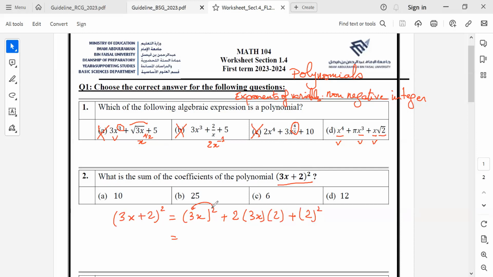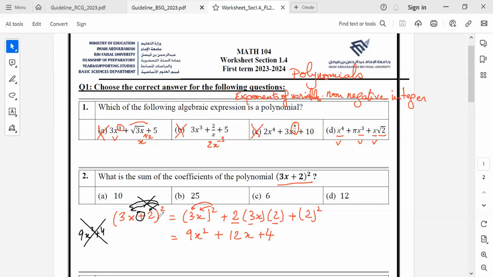Here we distribute the exponent with respect to the multiplication. We obtain 9x squared. Here we make the product of the coefficients: 2 times 3, 6, times 2, 12x, plus 4. Here, be careful. We cannot distribute the exponent with respect to the sum. This is false. We can't write 9x squared plus 4. Of course, this is totally false.